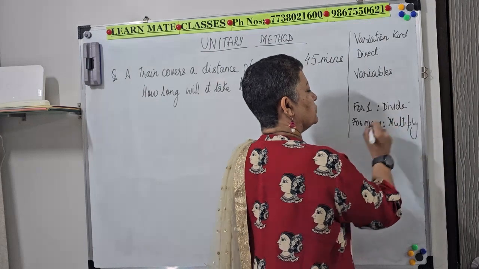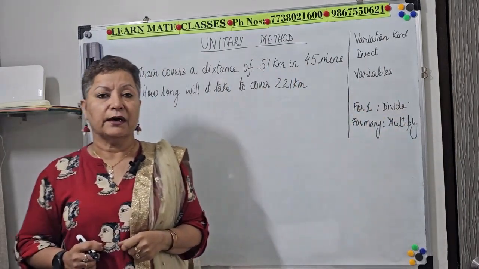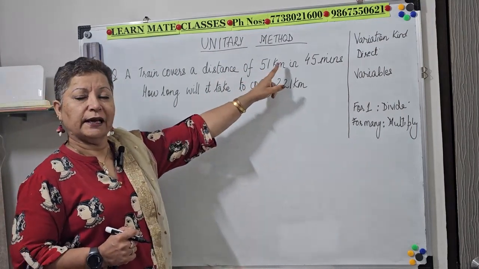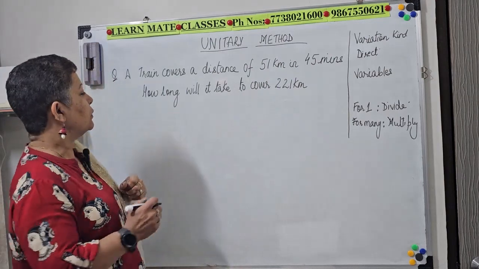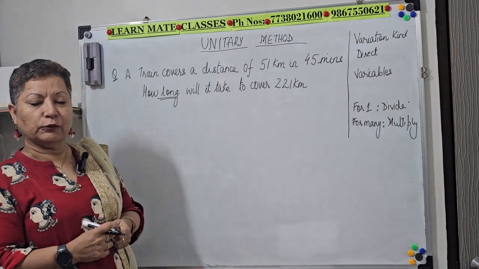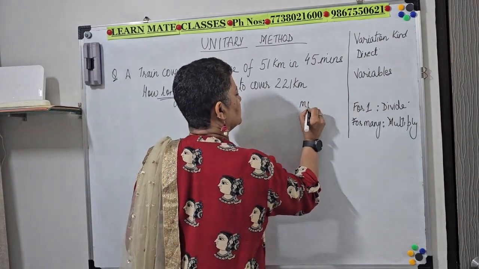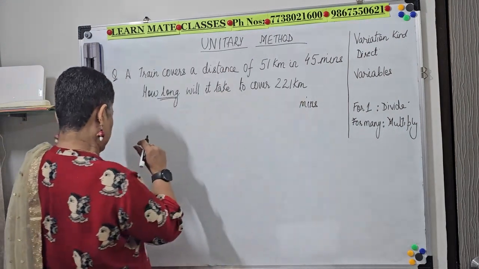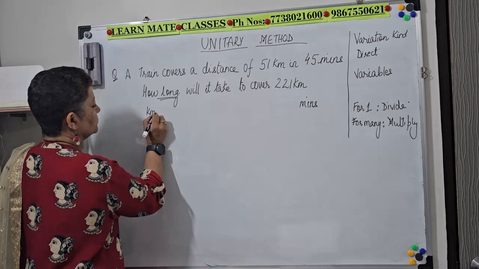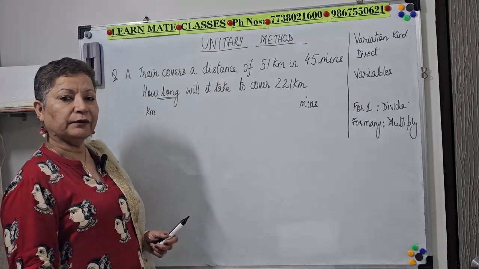Also, before we start doing the question, we need to identify what our variables are. Our variables in this case are distance, that's kilometers, and time in minutes. What do I need to find out? How long? That means I need to find out the minutes. So I'll keep my minutes on the right and I will keep my distance on the left.